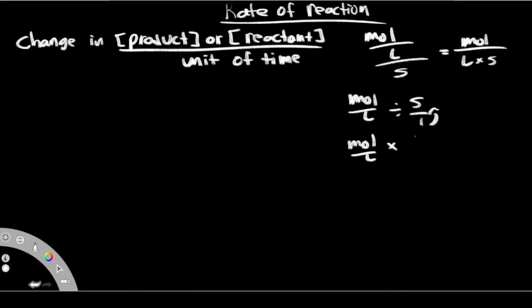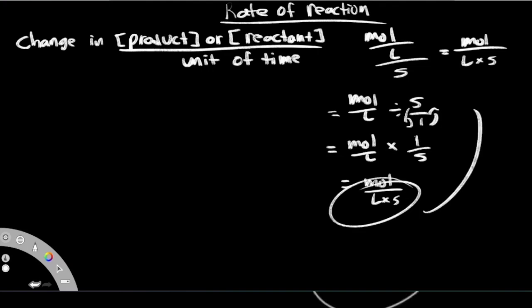Then you obviously got to flip this one, right? This one goes up, and then this one goes down. So now you have 1 over the S. Okay, and then all you need to do is just multiply the numerators and then multiply the denominators respectively. So then you have mole times 1, which is just mole, and then you have liters times the seconds on the bottom. That's how you end up getting this one over here.